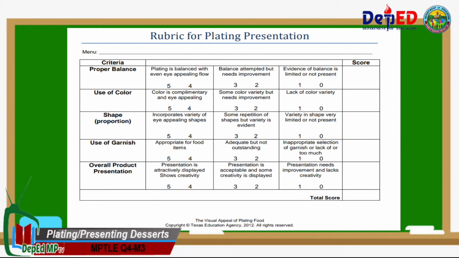Number 1, proper balance. Number 2, use of color. Number 3, shape and proportion. Number 4, use of garnish. And number 5, overall product presentation.